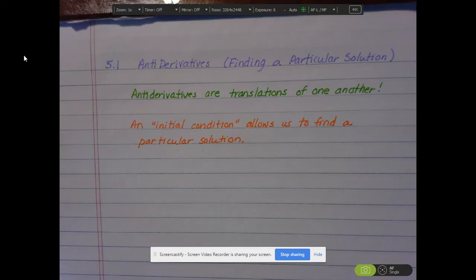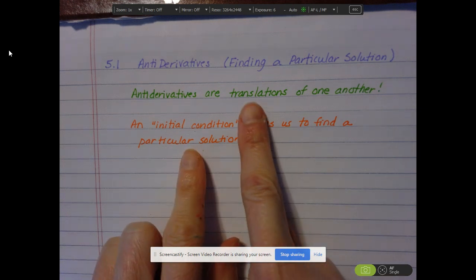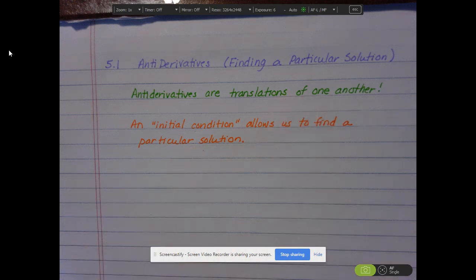Okay, so we're back. Round 2 of antiderivatives, except this time we're going to find a particular solution. Remember that antiderivatives are just translations of one another. When you perform the antidifferentiation, you find the value of an indefinite integral. You are finding just an antiderivative, one of many.